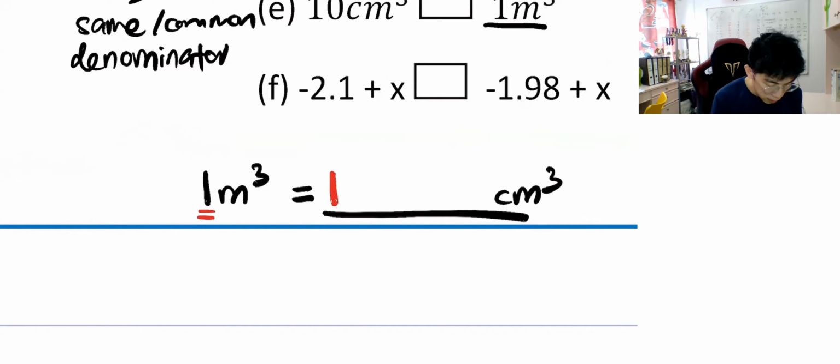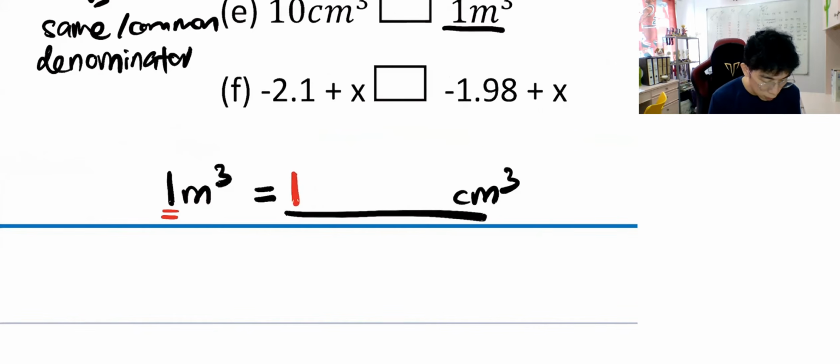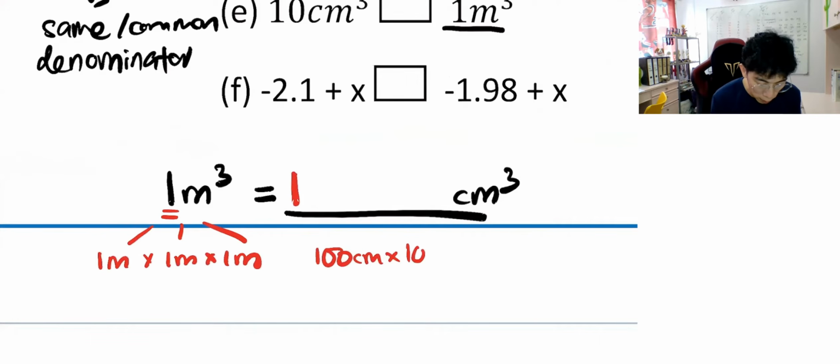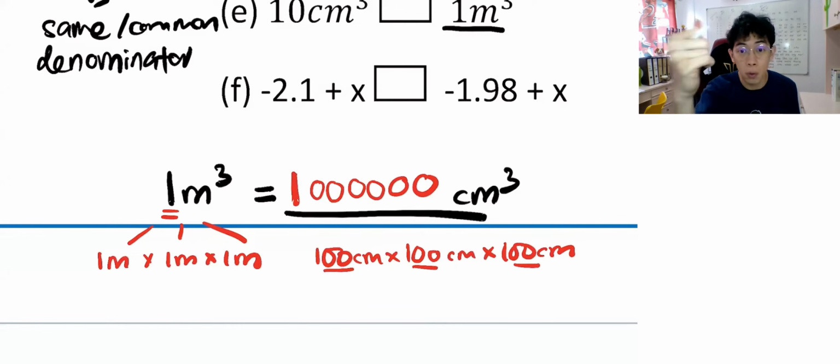For this case, 1 meter cube equals to what? 1 meter times 1 meter times 1 meter. So it will be 100 cm times 100 cm times 100 cm. So it will be 1 followed by 6 zeros. Understand? 1 million.